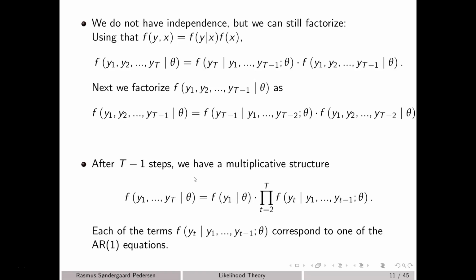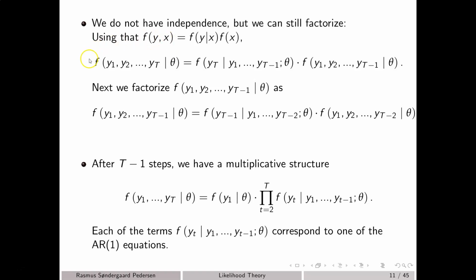What is quite nice is that we can actually still write down the likelihood function in a convenient way. We will use again and again the following fact, namely that the joint density of y and x is simply given by the product of the conditional density of y given x times the marginal density of x. If we do that, we can actually factorize the joint density of the y variables in terms of conditional densities.